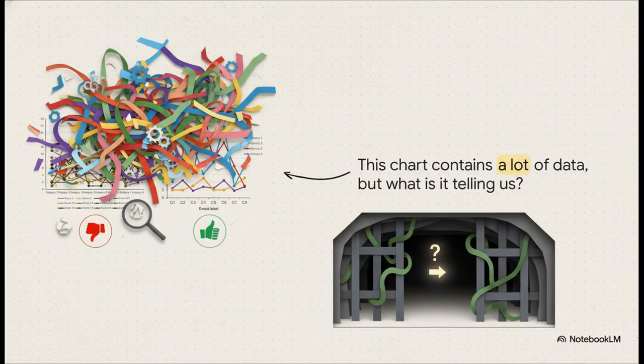Okay, take a look at this. This is a perfect example of what designers call chart junk. It's just this tangled web of lines and colors and numbers. Yeah, there's a ton of information in there, but the actual message, the story the data's supposed to be telling, is completely buried. It's basically a puzzle, not a clarification.